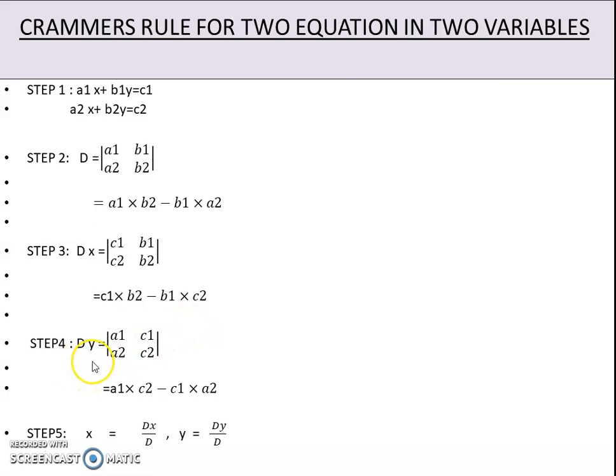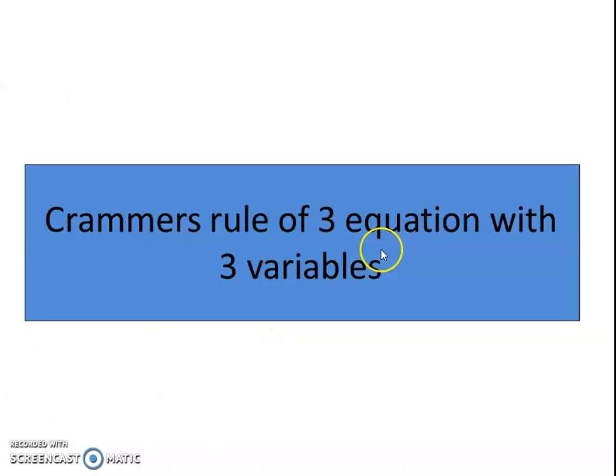Step number 4, Dy. How do we derive Dy? Instead of the coefficients of y, b1 b2, we have to put c1 c2. So we evaluate a1 into c2 minus a2 into c1. Step number 5 is important: x is equal to Dx by D, y is equal to Dy by D. Always remind that D is not equal to 0 in Cramer's rule.